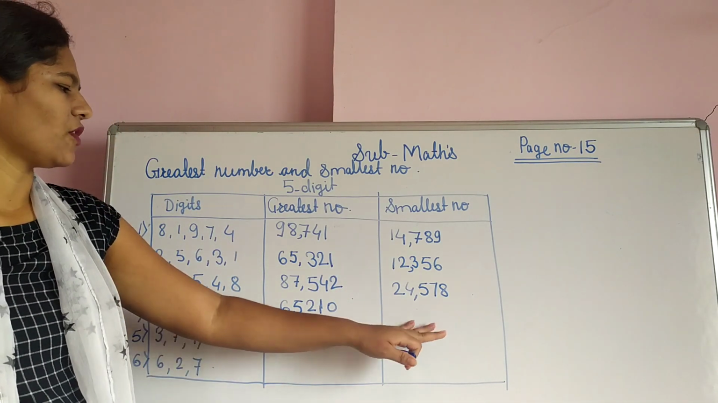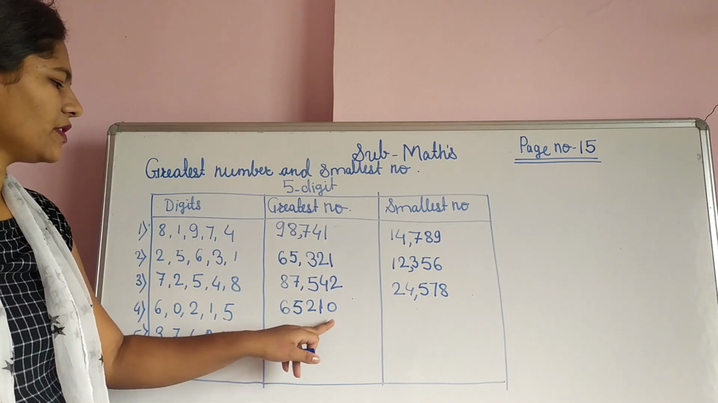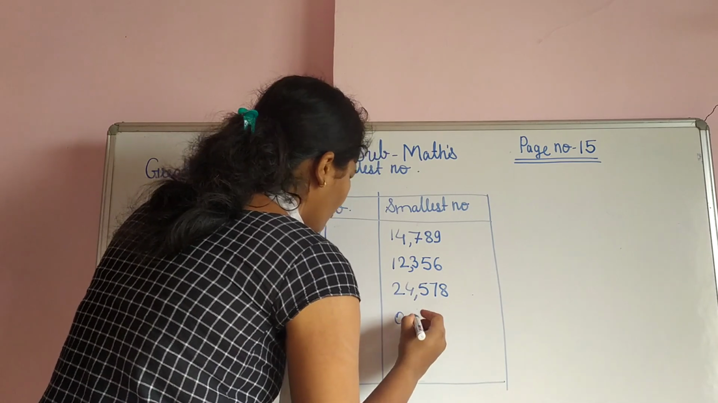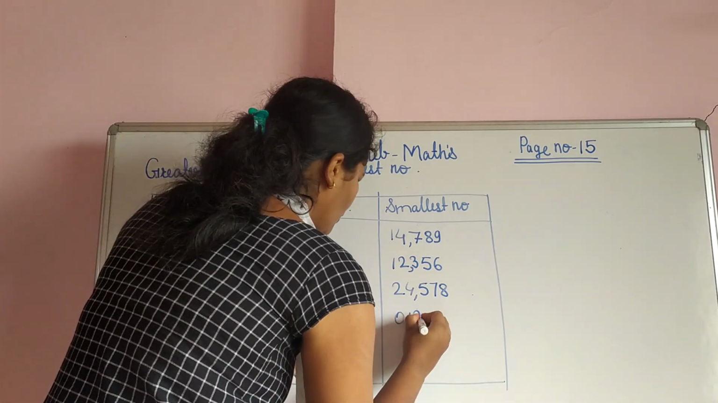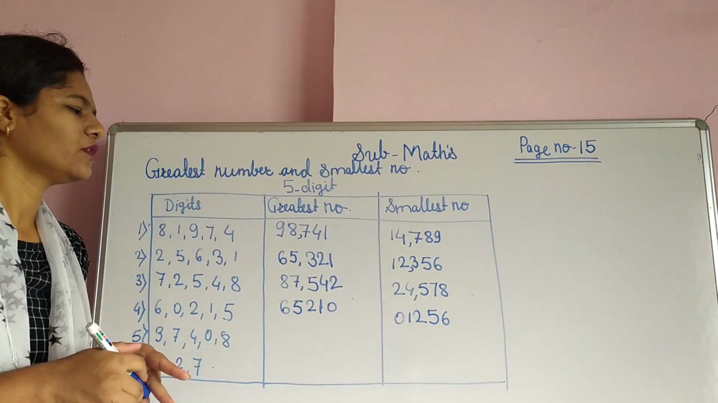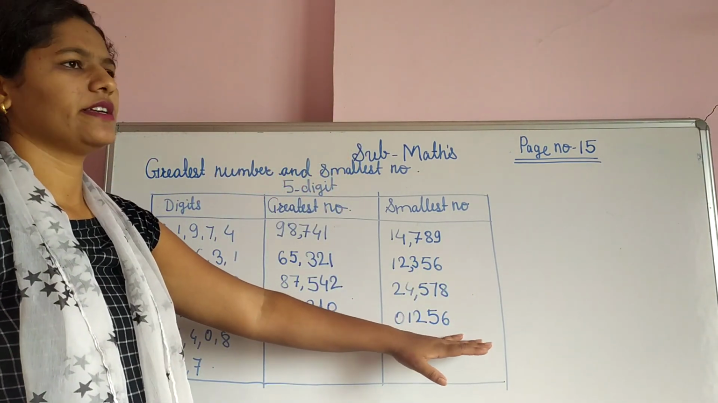Now we see smallest number. So for smallest number 0 is small. But if we write 0, then which number is there? 1. Then 2. Then 5 and lastly 6, student. So is it smallest number? Yes, is it smallest number?